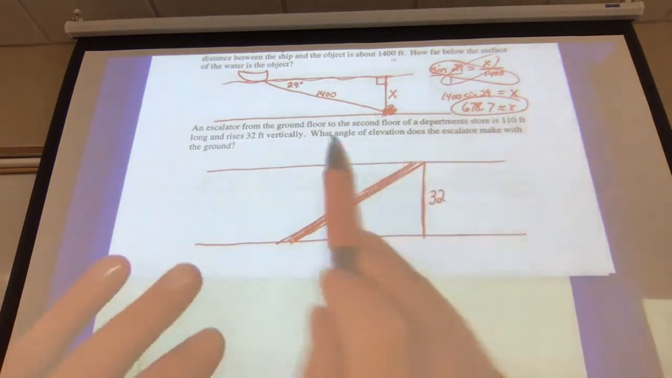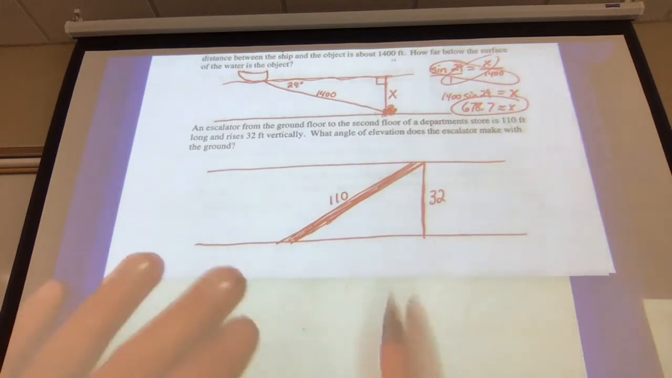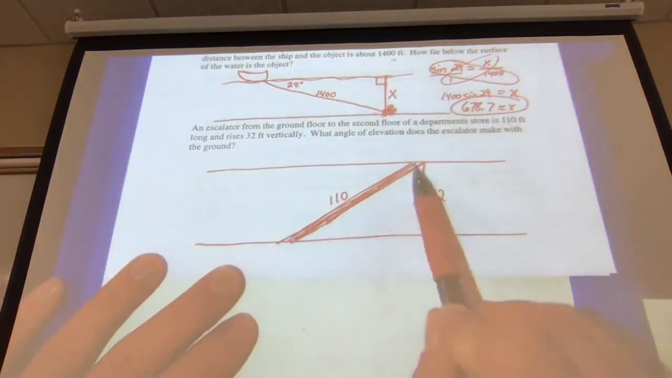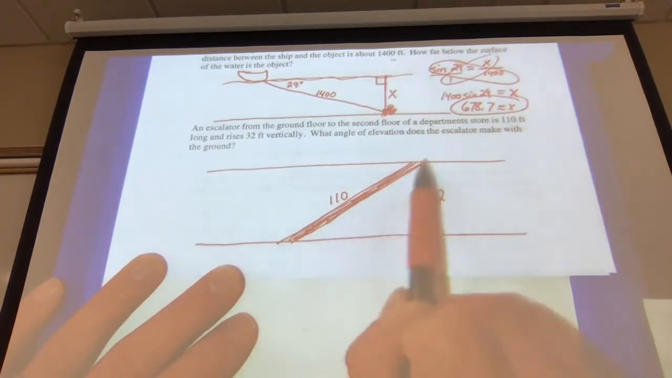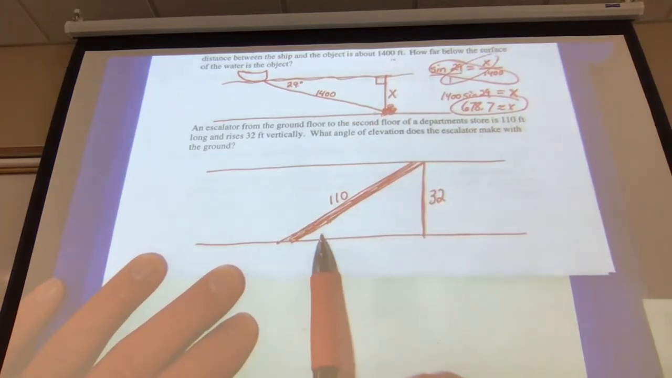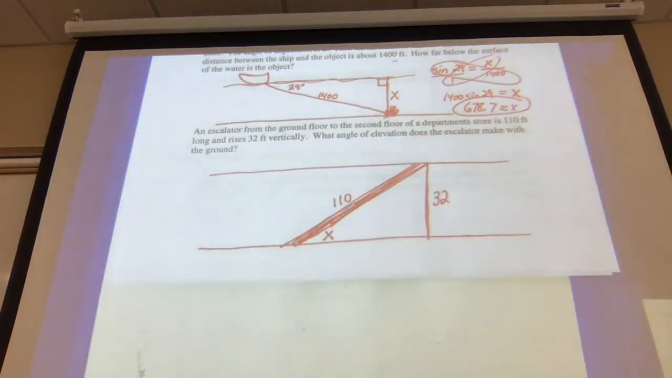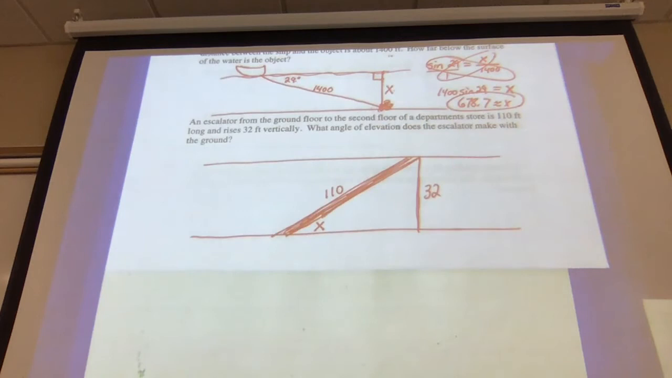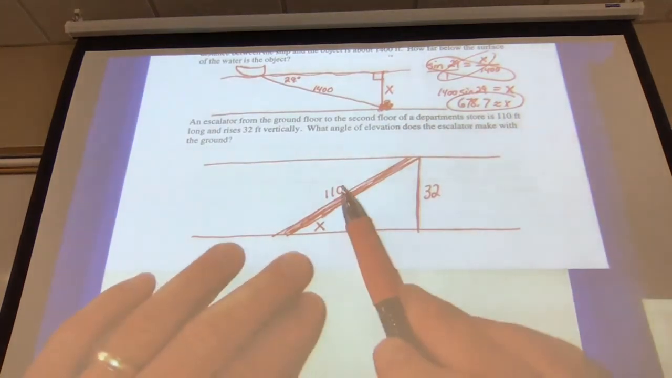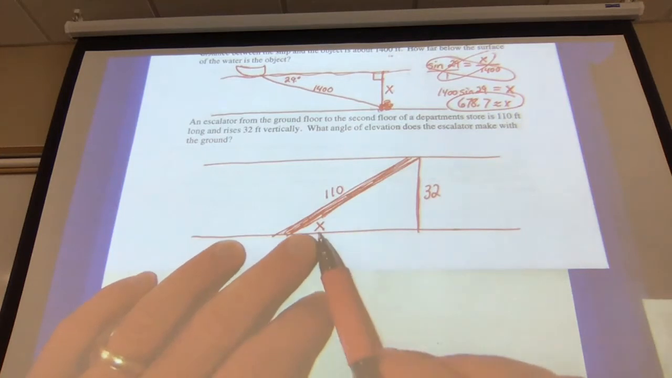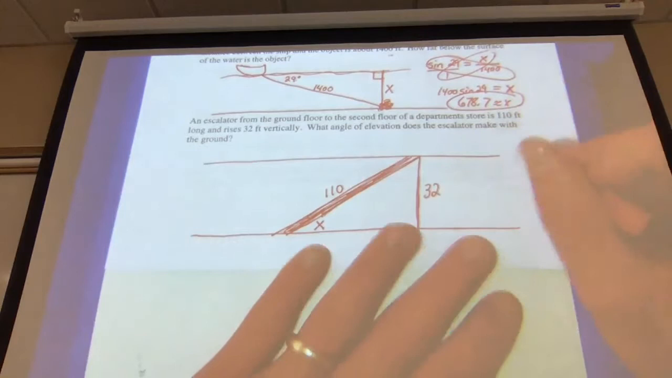And this time around, it wants to find the angle of elevation the escalator makes with the ground. Well, here's the ground. Here's the escalator. That is an angle of elevation right there. You've got the horizontal line with the line going up. This is your angle of elevation. They want to know what that is, so we'll call it X. And now we're set. From here, the X, we have the 110 is your hypotenuse. The 32 is the opposite side. Once again, opposite hypotenuse is going to be sine.